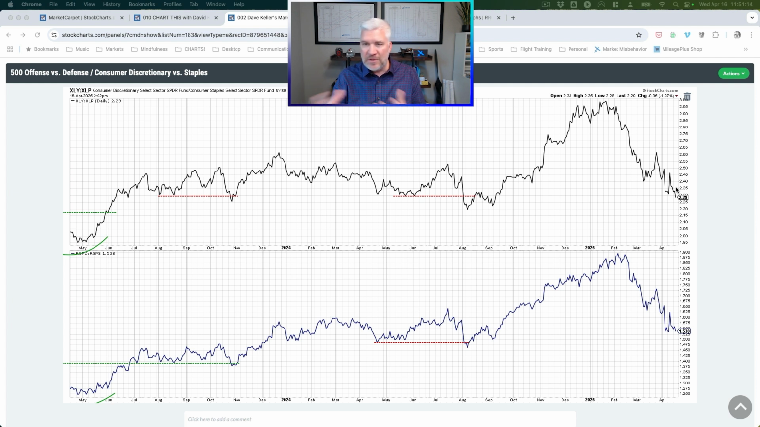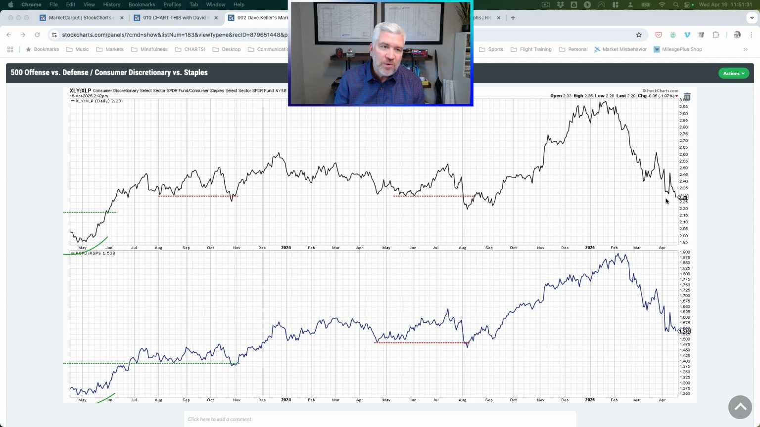And so as a result, this ratio has served me really well, particularly over the last 6 months, recognizing the strength with offense over defense into mid-January, and then essentially a period of market weakness with defense outperforming offense since mid-January.